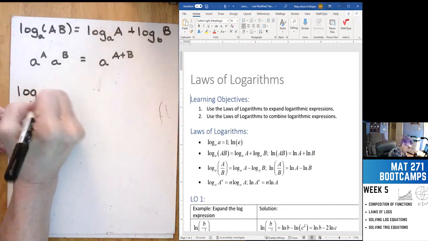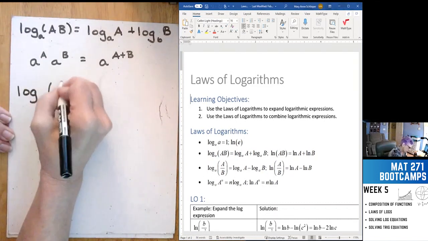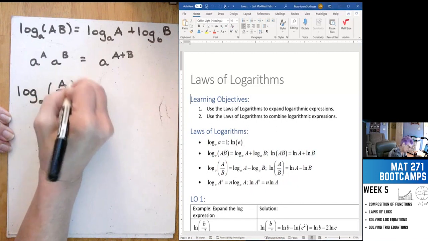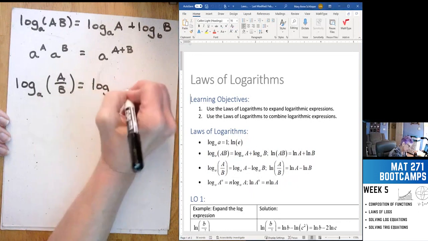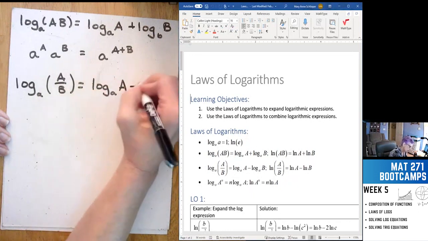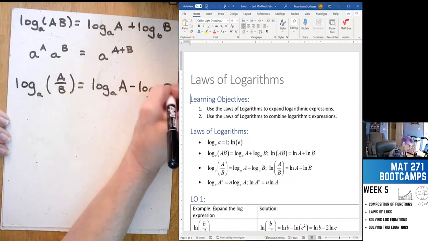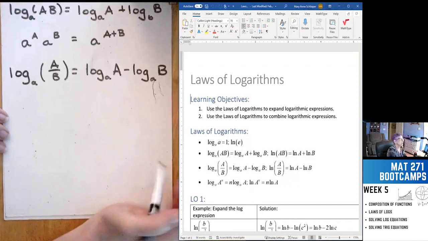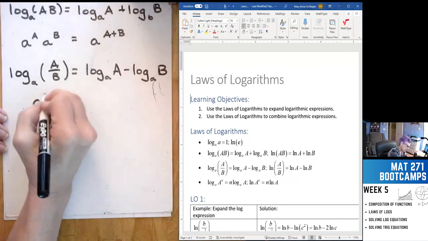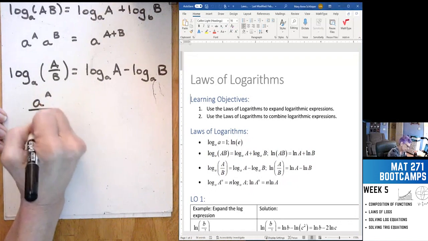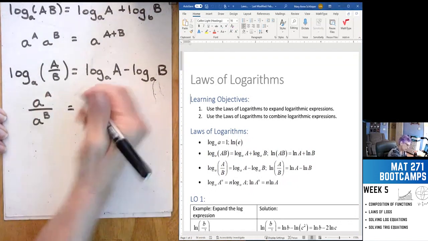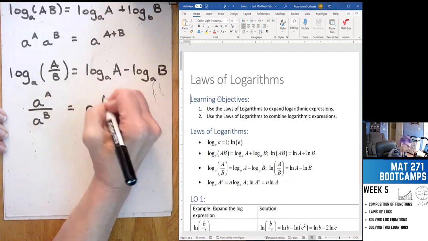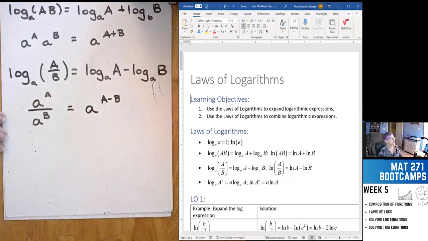If you have log base A of capital A over B, then that's the same as log base A of capital A minus log base A of capital B, just like if you have a rational expression with exponentials, this would be A to the A minus B.